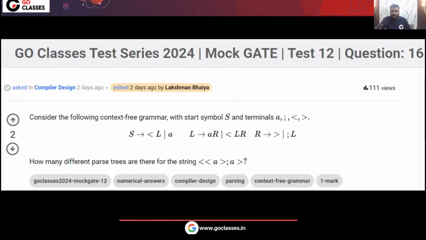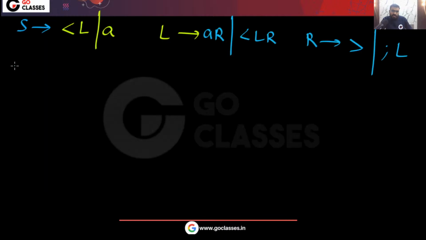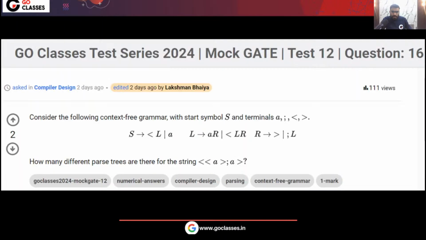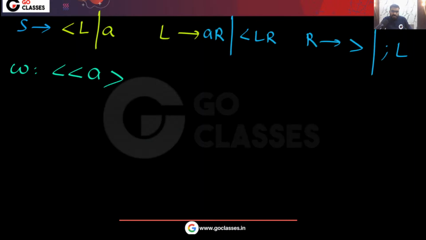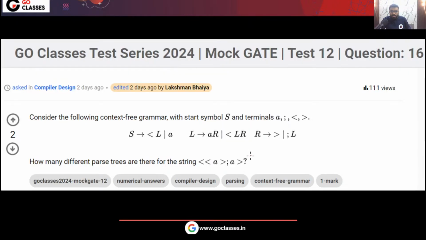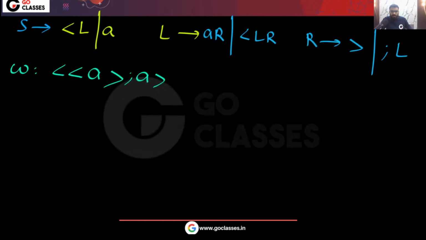Now, how many different parse trees? The question is talking about this string: this symbol, then A, then this greater symbol, then semicolon, then A, then this greater symbol. This question mark is just a question mark, not a terminal. The string is basically this. This is your string W. Now let's see what will be the answer for this question.